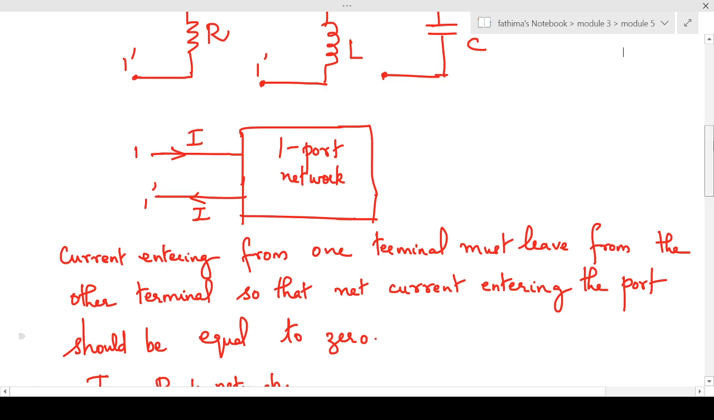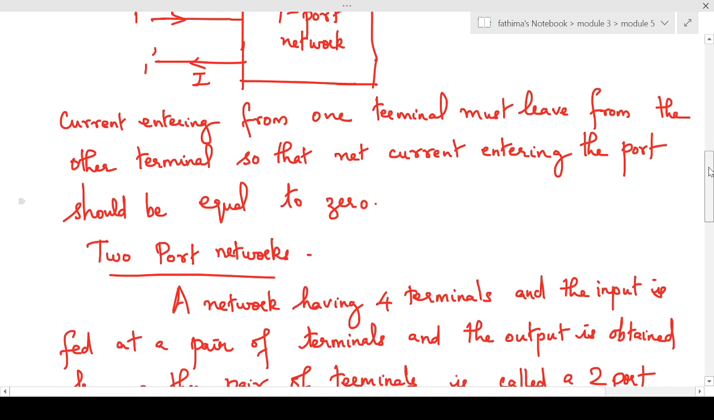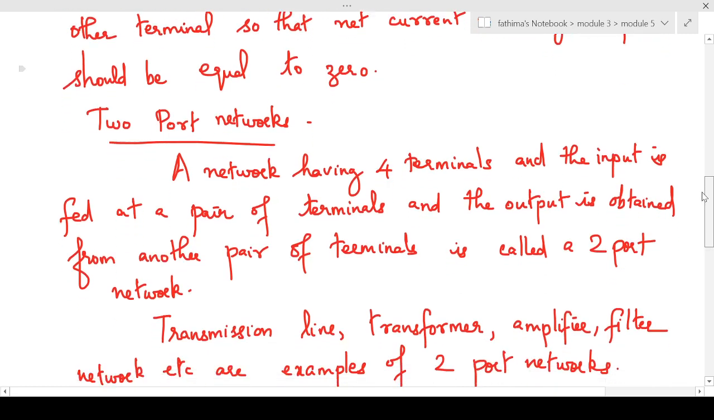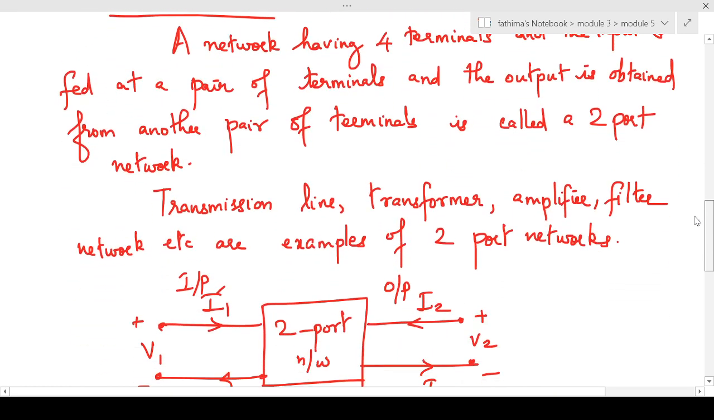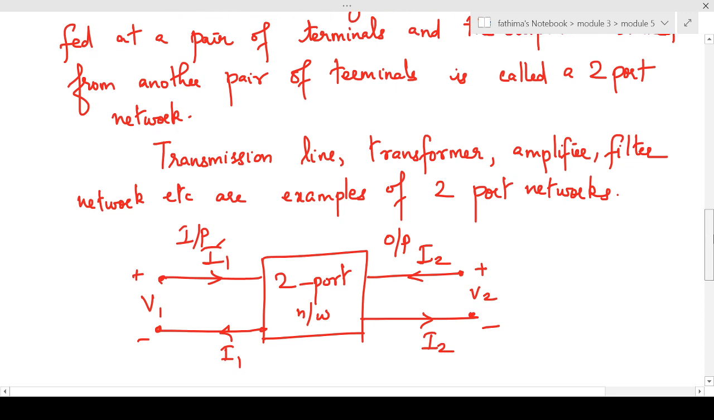Now next, let's move on to two-port networks. Two-port network means there will be two pair of terminals or four terminals, and the input will be fed at a pair of terminals and the output is obtained from another pair of terminals. Examples are transmission line, transformer, amplifier, filter network, etc.